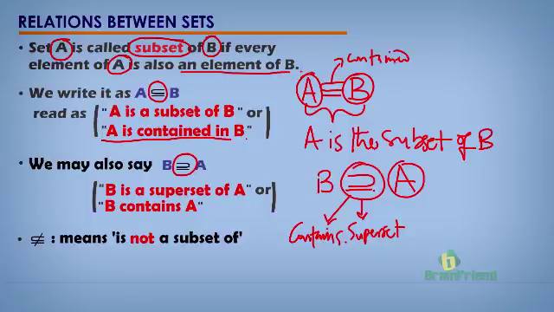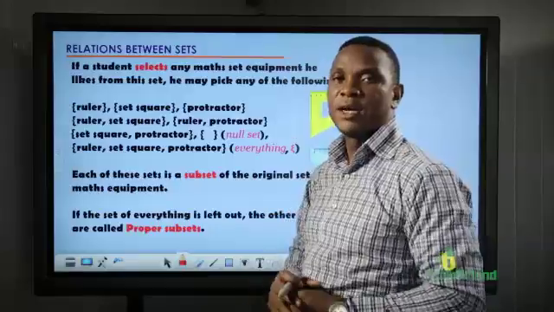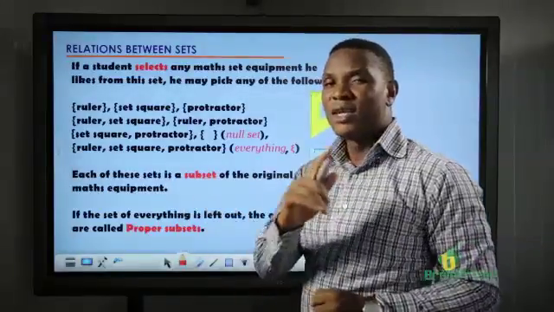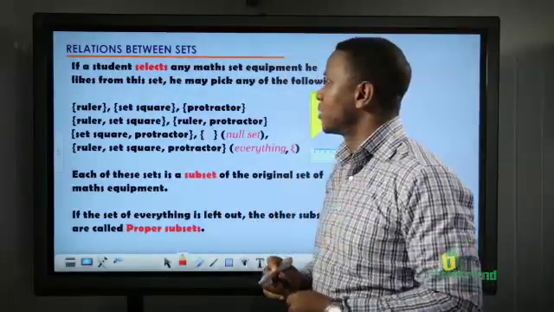Also, if A, for instance, is not a subset of B, we write our symbol and we negate that symbol by drawing a slash across it to say A is not a subset of B.